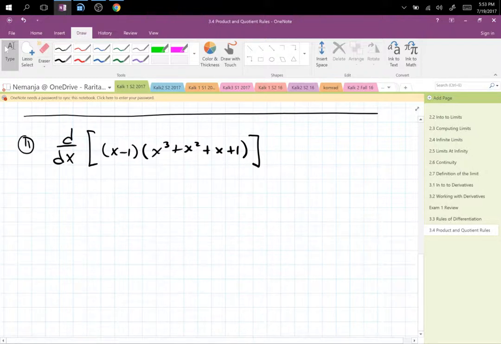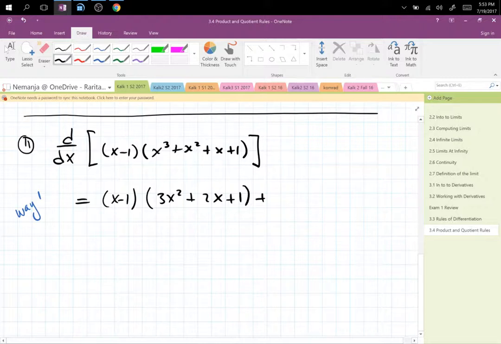All right, so let's take a look at this problem. As I said, for these type of problems, we have two ways. Product rule formula. So copy the first times the derivative of the second, which is 3x squared plus 2x plus 1, plus copy the second times derivative of the first, which is just 1. Right? Because the derivative of x is 1 and the derivative of minus 1 is 0.